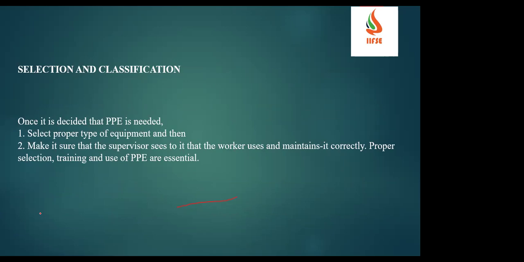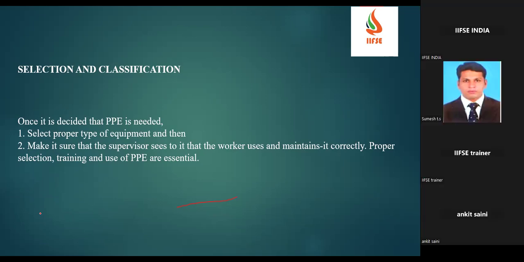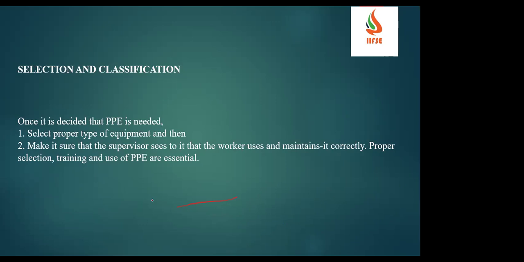So if you see the selection, proper type of equipment is very much required. And also we have to make sure that the supervisors see it and that workers use and maintain it correctly. And proper selection, training and use of PPEs are essential. So it is not that only providing the PPE is enough, we should also ensure that the people are using it properly in the shop floor. The supervisor has to monitor.